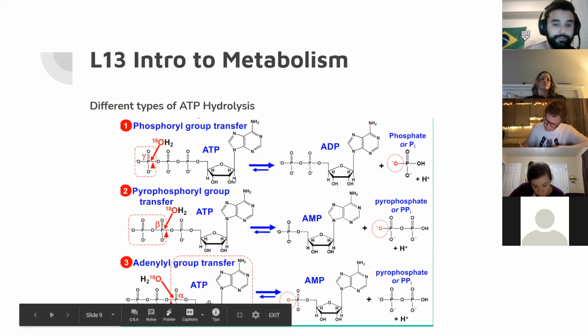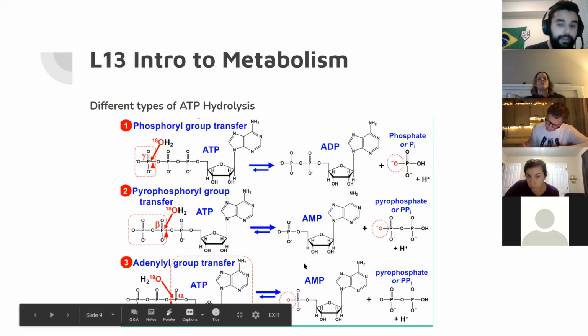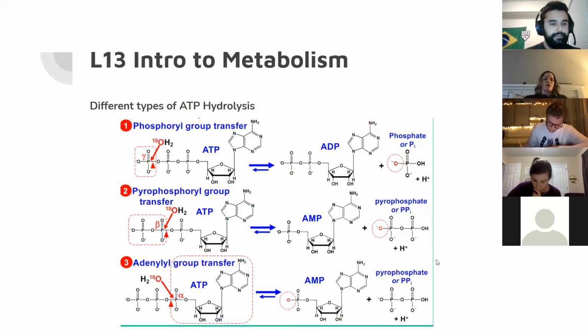If it's a phosphoryl group transfer, water is going to attack the gamma phosphate group, giving us ADP and a single inorganic phosphate. But if water is attacking the alpha phosphate group right here, we're actually going to get AMP and a pyrophosphate. So just be aware that you should memorize these reactions. Corey, you're going to say something?